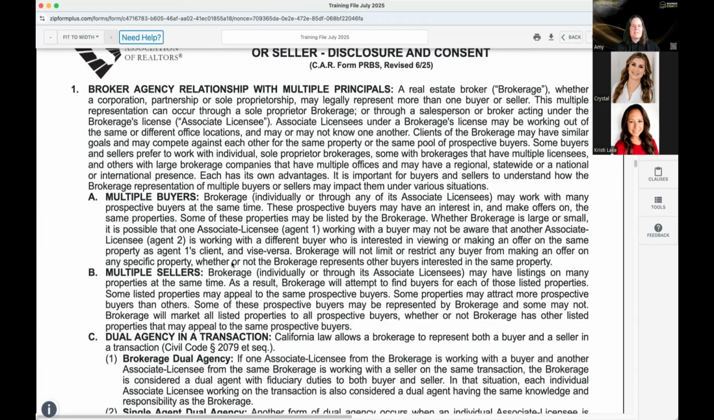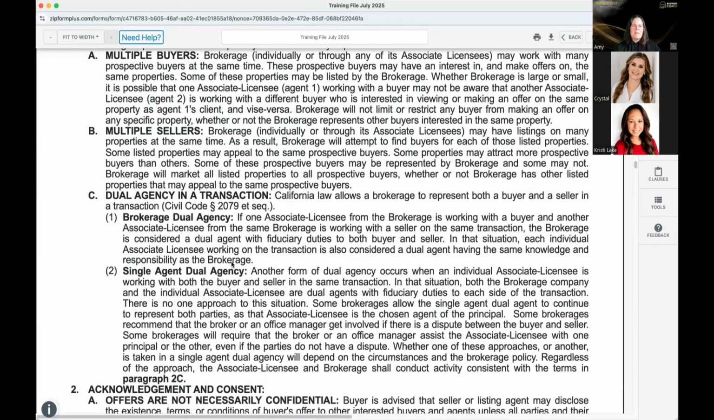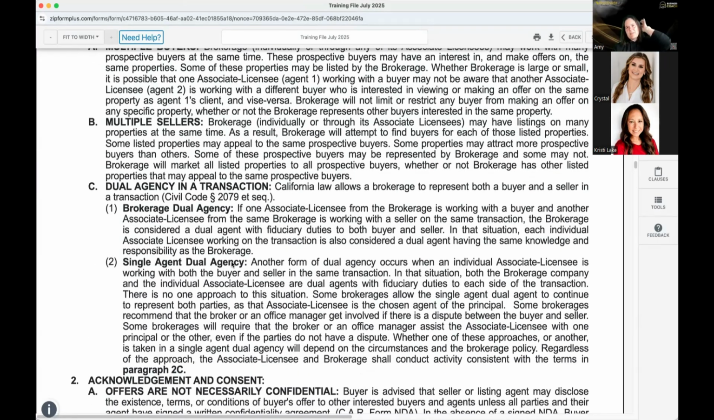And then it talks about dual agency. Keep in mind too that dual agency is whether or not, like if I have the seller and Crystal has the buyer, we're with the same brokerage. So that's technically dual agency. But I like to explain it to my buyers that if I have the listing and you decide you want to write an offer on that property, I'm going to have you work with another agent in our office to write that offer. So there's that degree of separation.